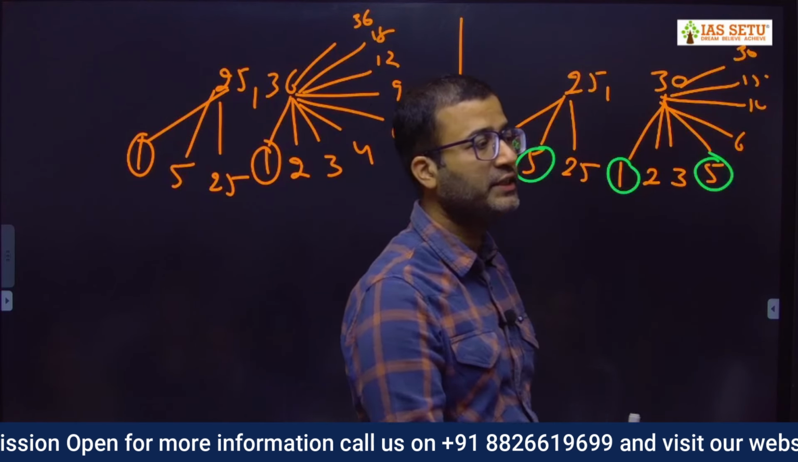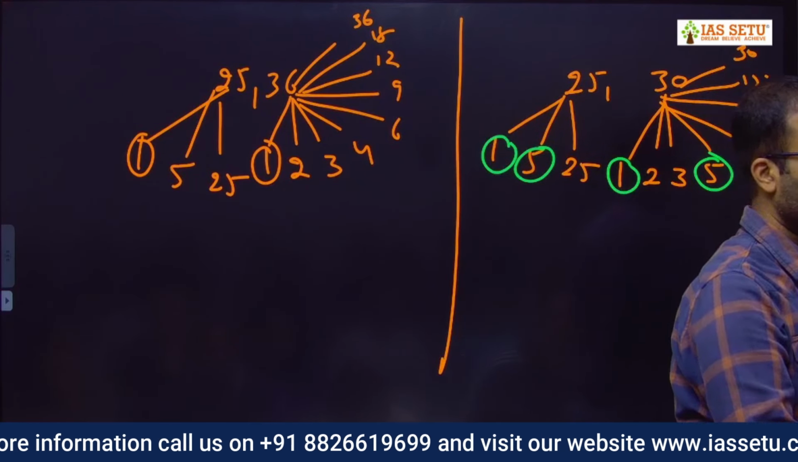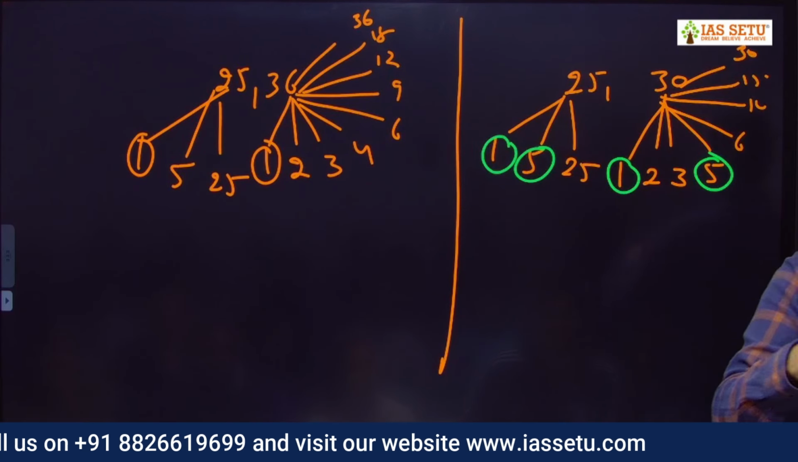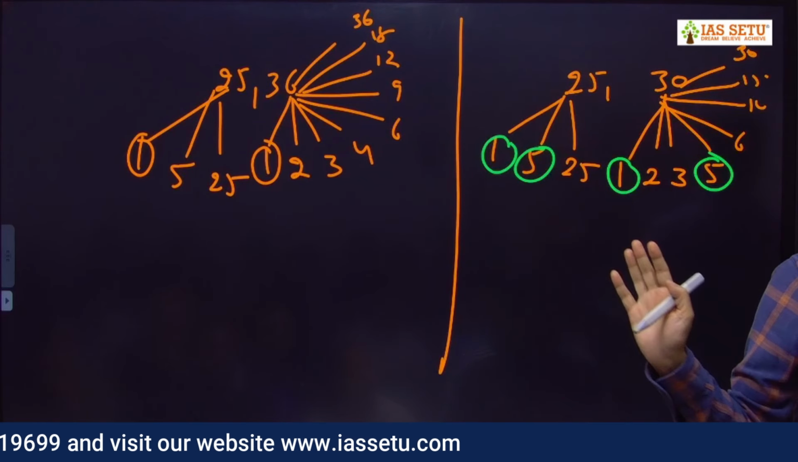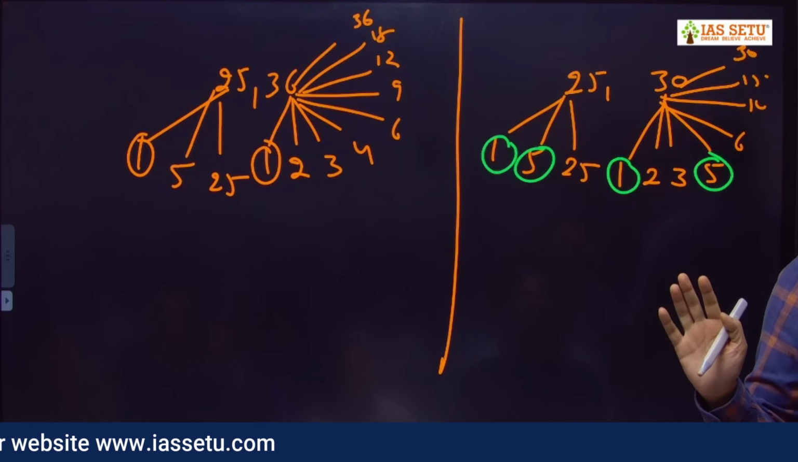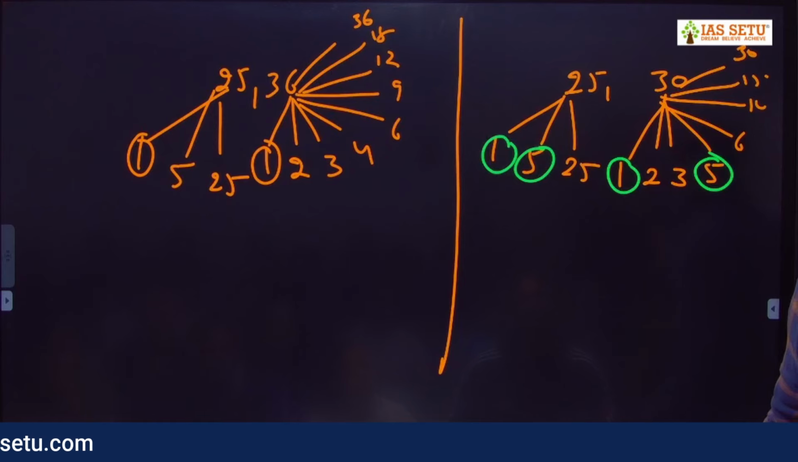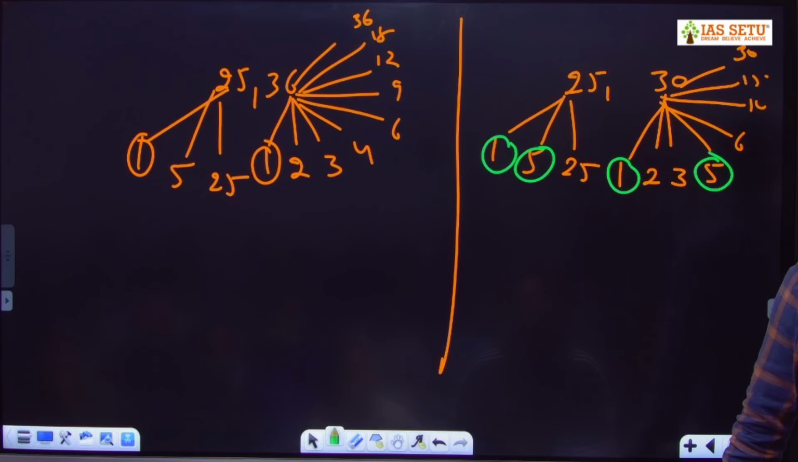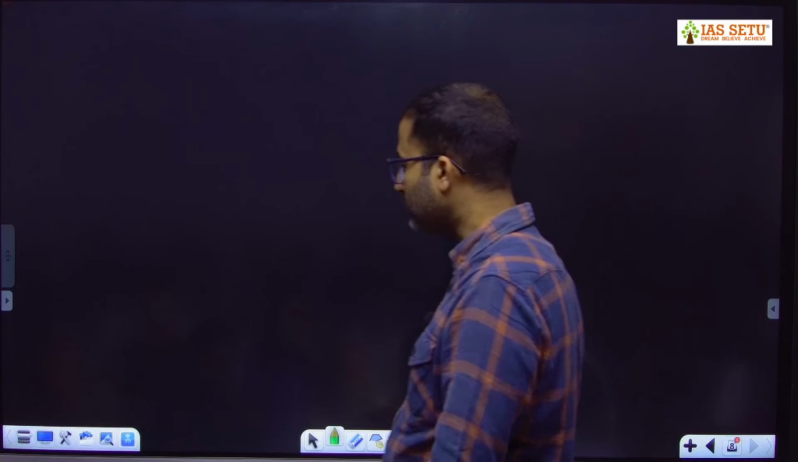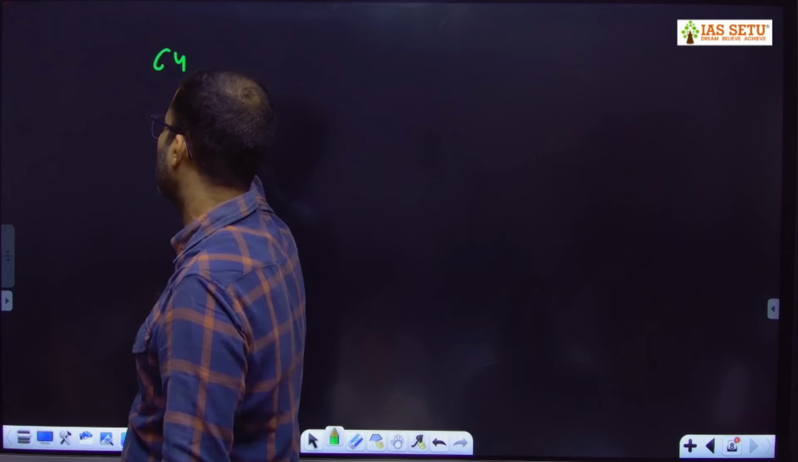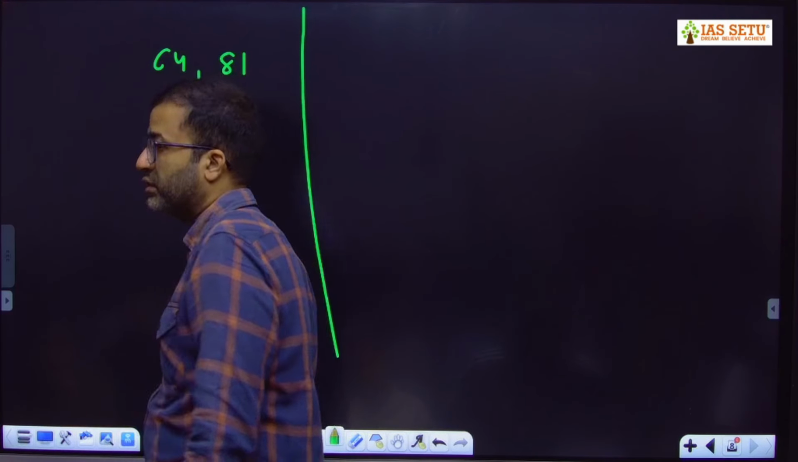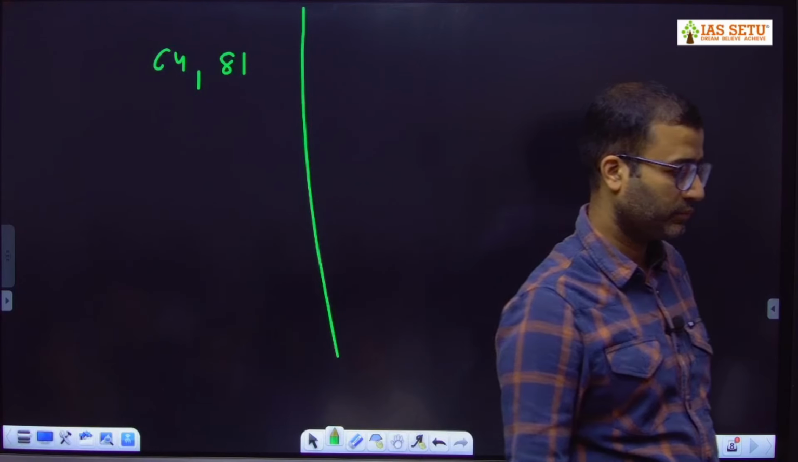So here condition is only one as a common factor. If you have more than one common factor, can't be co-prime. So here any two natural number can be co-prime provided that they are having only one as a common factor. Try. Check whether 64 and 81 these are co-prime, yes or no.